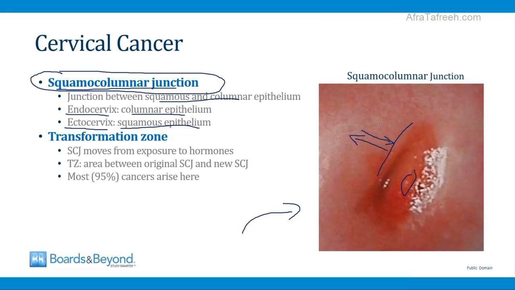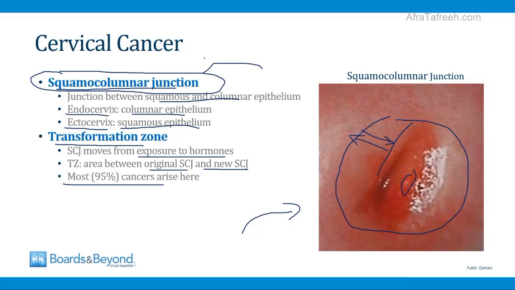And this area over which it moves is called the transformation zone. This is an area surrounding the squamocolumnar junction in which the junction can move during a woman's lifetime. It moves from exposure to hormones and other factors, and the transformation zone is the area between the original squamocolumnar junction and the new or current squamocolumnar junction, and 95% of cervical cancers arise here. It's related to the squamocolumnar junction. It's this area where the junction moves over a woman's lifetime.